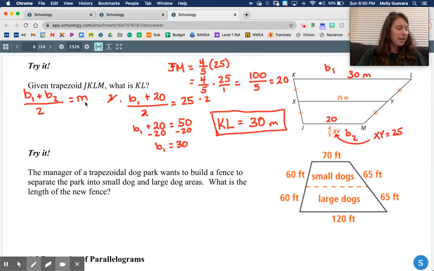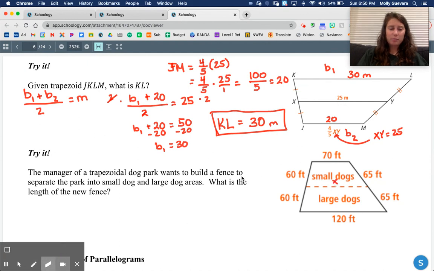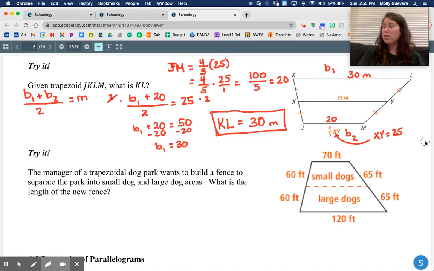So the last one to try here, it says the manager of a trapezoidal dog park wants to build a fence to separate the park into a small dog and large dog area. What is the length of the new fence? So this right here, this is what I'm trying to find. What is the length of the fence? Go ahead and hit pause on the video, and then when you're ready to check your work, hit play.